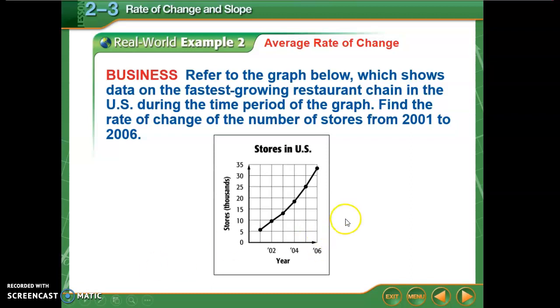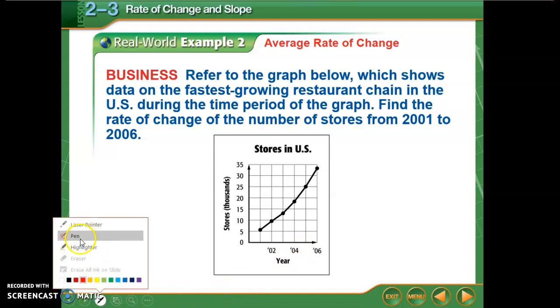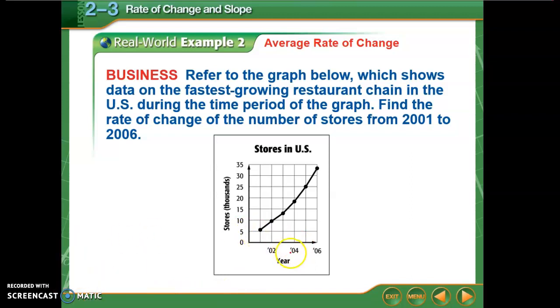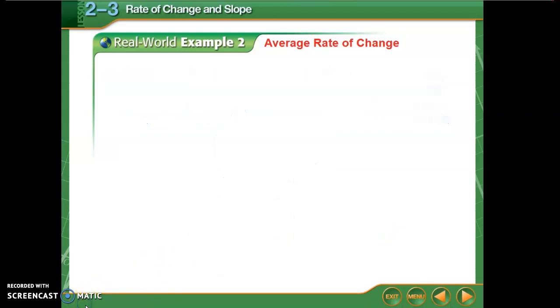Alright, let's take a look at another example. Refer to the graph below, which shows data on fastest growing restaurant chain in the US. During the time period of the graph, find the rate of change of the number of stores from 2001 to 2006. So your x-axis will be the year, and then the y will be the number of stores. Okay, so just follow the formula. Pick any 2 points on the graph and then plug in the formula.